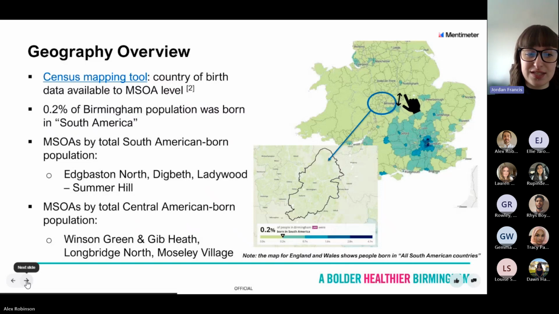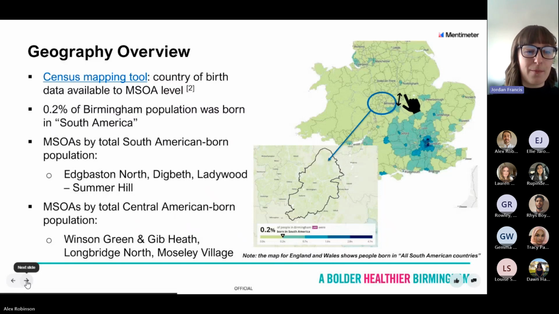in a more specific way than just looking at ward or constituency level data. For the two population groups overall in that census, the top MSOAs were Edgbaston North, Digbeth and Ladywood Summerhill. So typically in the centre and slightly south of centre of the city.